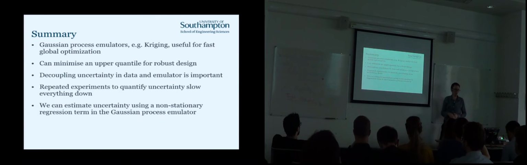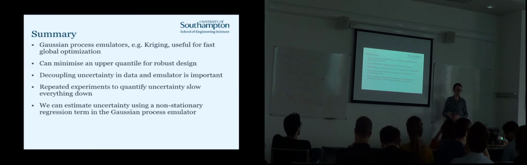Lots of repeated experiments, Monte Carlo simulations and so on, slow everything down. So I'm sort of an advocate for not doing that, and we'd be better off estimating the uncertainty as a function of x and having a bigger spread of experiments.